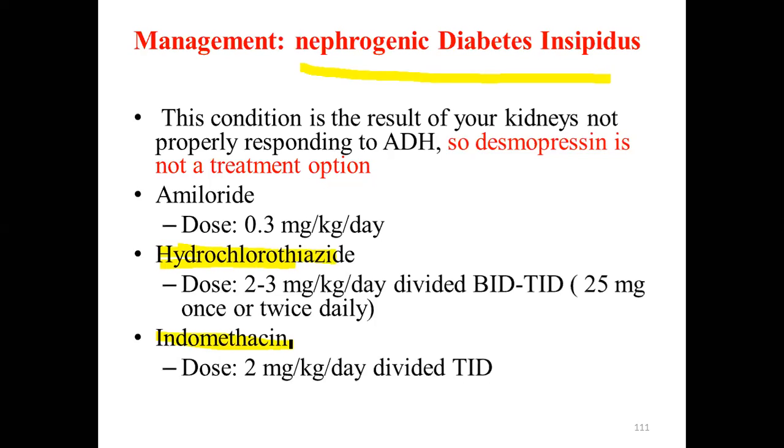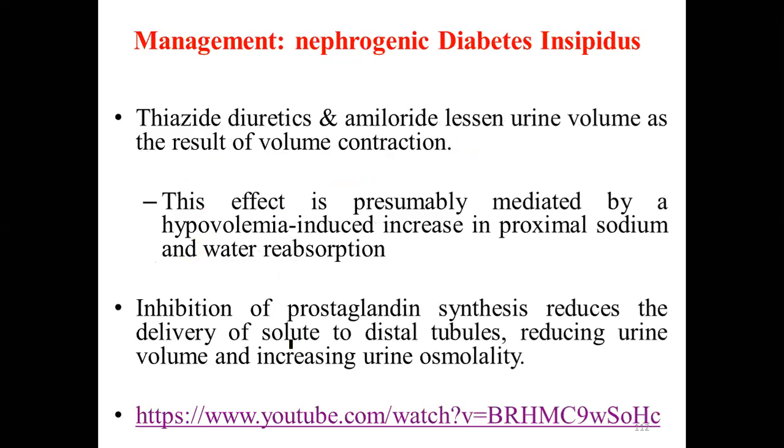So why do we give diuretics if the patient is having polyuria? The next slide will give you the answer. When you look at the information critically, the patient is losing a lot of water, so when you give diuretics, we are even exposing them to hypovolemic shock. But the rationale behind giving them in this condition is that thiazide and amiloride can lessen urine volume as a result of volume contraction.